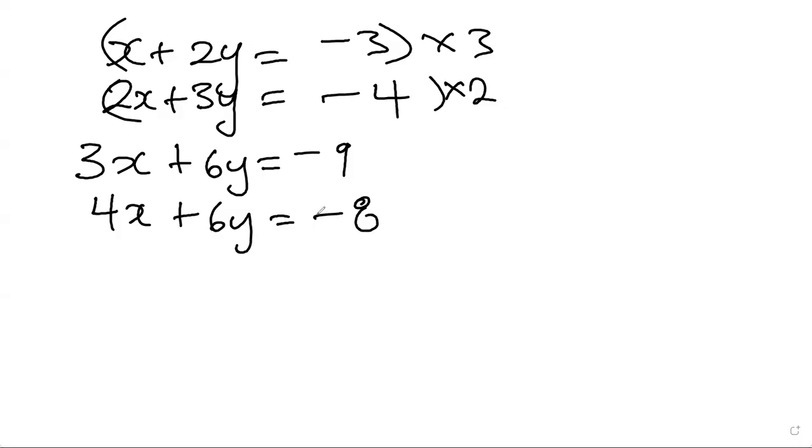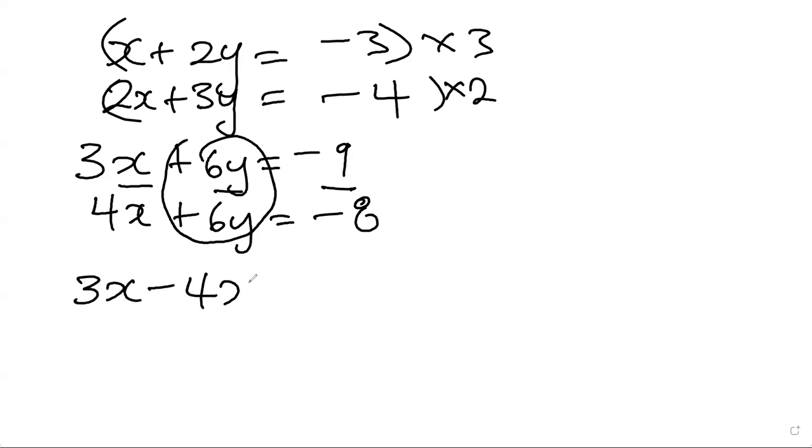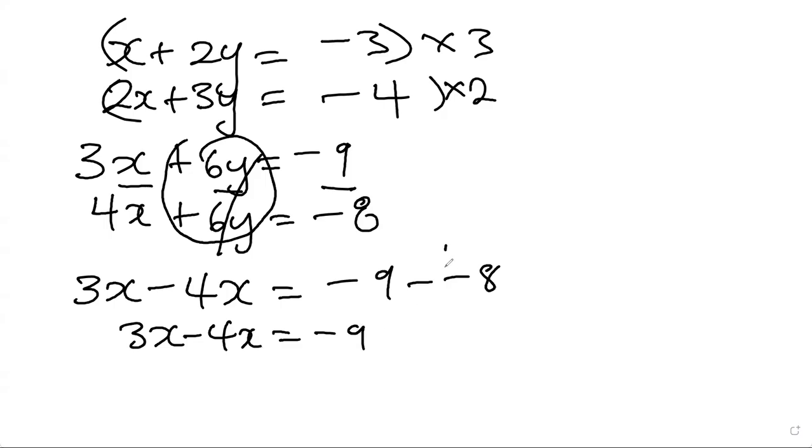Alright, watch out now, guys. So we have both being positive. The rule says when they're both the same sign, we subtract. So it's going to be 3x minus 4x. The 6y minus 6y is going to be 0. So minus 9 minus minus 8. So 3x minus 4x is equal to, the negative is going to become a positive, right?